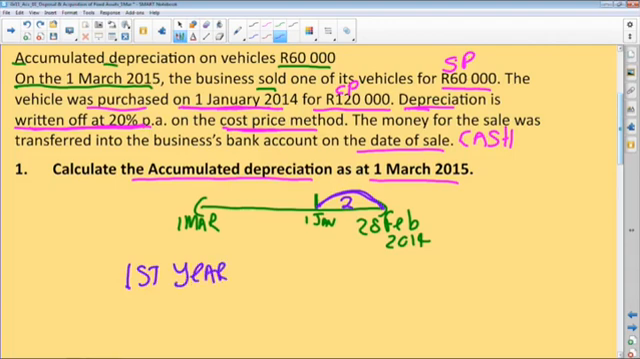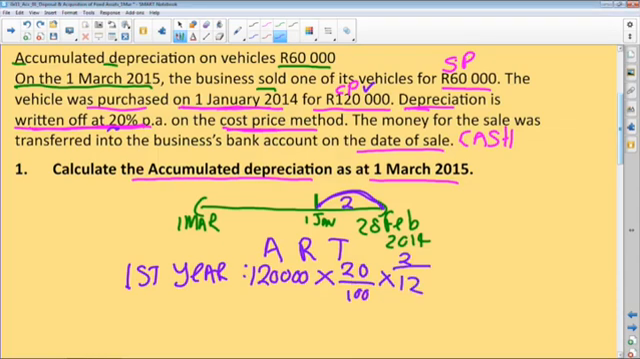When I write off depreciation, remember I need my amount, I need my rate, and I need time, which represents number of months. So amount in this case is the cost price, when we bought the asset at 120,000. So that's my amount, times the rate of depreciation, which is given to me at 20%. And then my time, I've owned the asset for only 2 months, so 2 over 12. You guys with me?